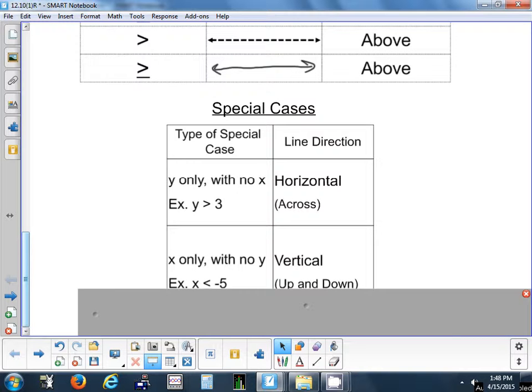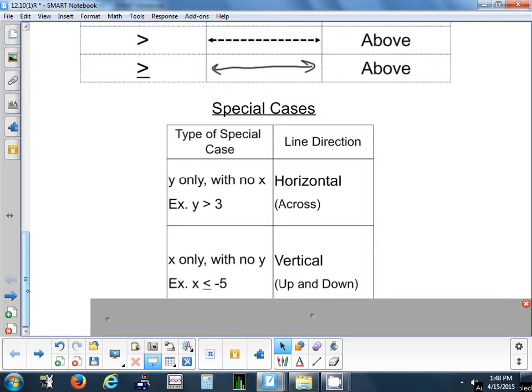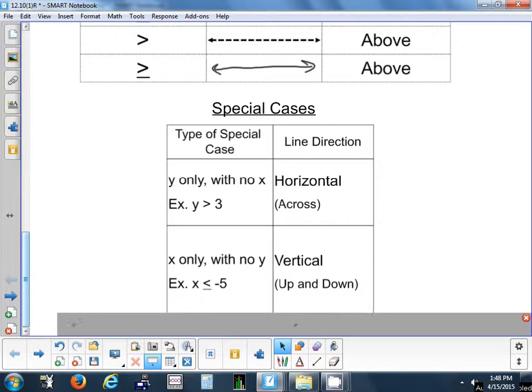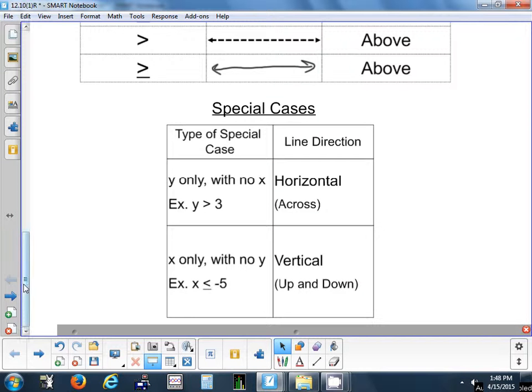So here's my special cases. You guys already have this stuff written on there because it's a lot to write, and for the sake of time, I just wanted to have it on there. All right? So we got type of special case. We got y only, no x. No x. My line is going to be horizontal, going across.